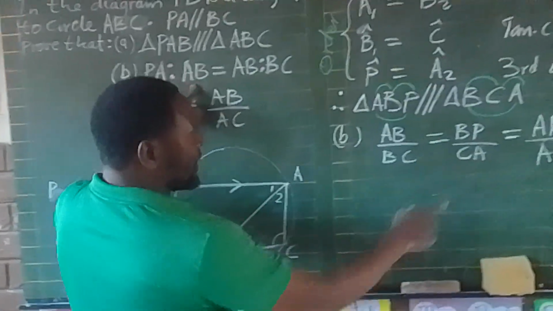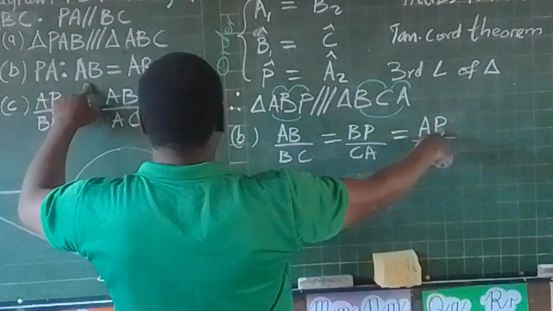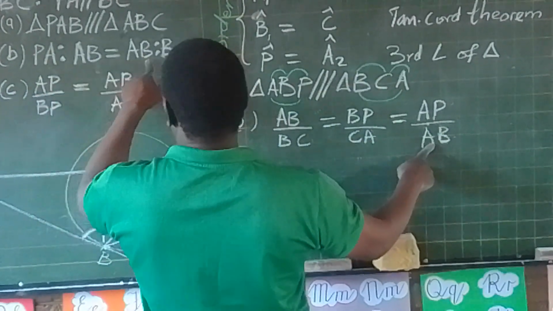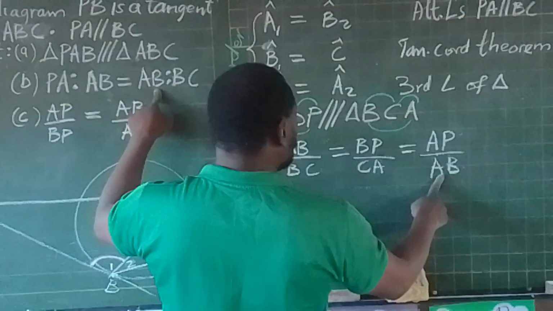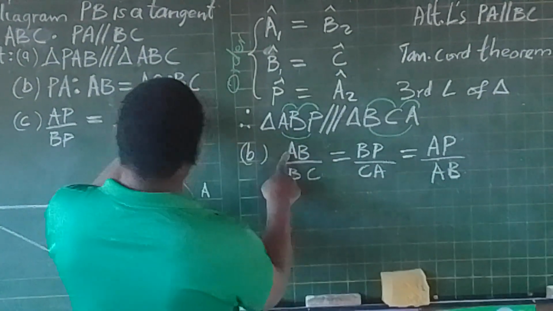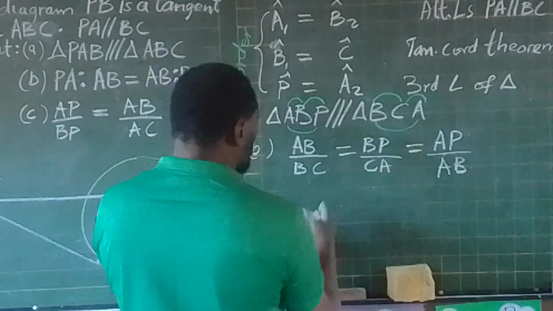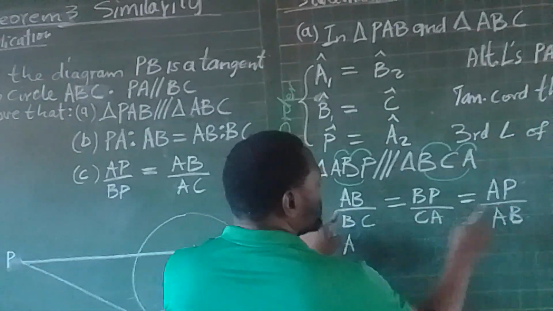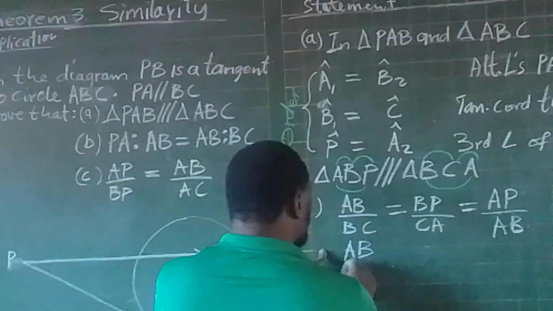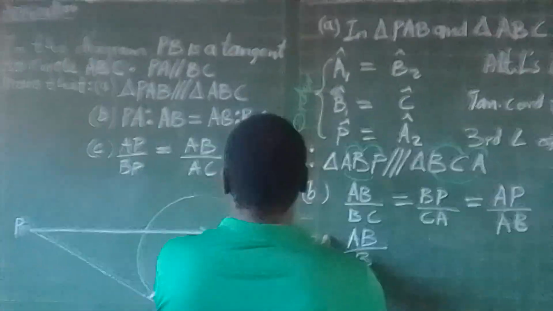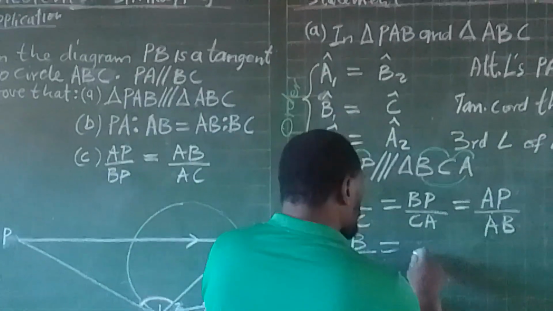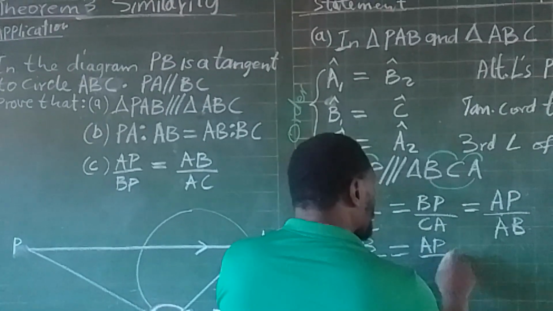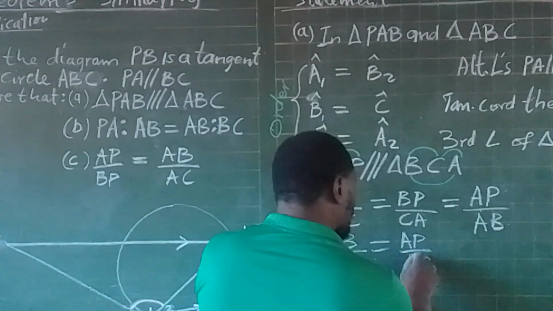Where is your PA? Here is your PA which must multiply with what? With AB. And AB again. Where is another AB? Here. AB that multiplies with BC. Then you come and say, what is required of me is from this combination. AB over BC is equals to AP over AB.